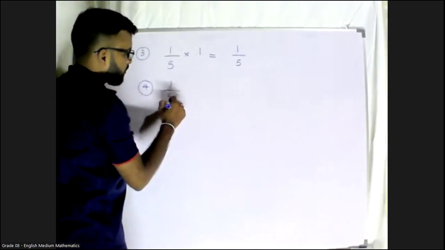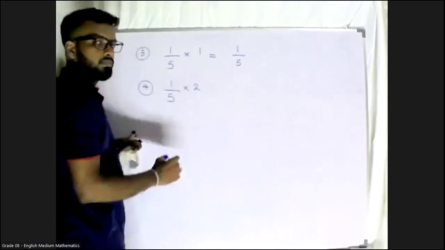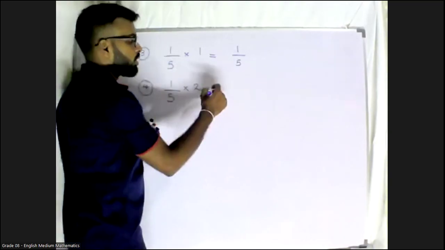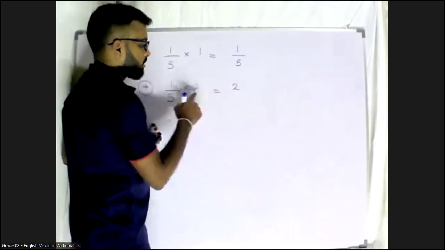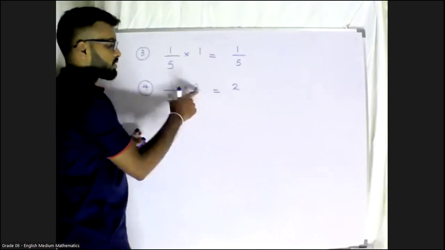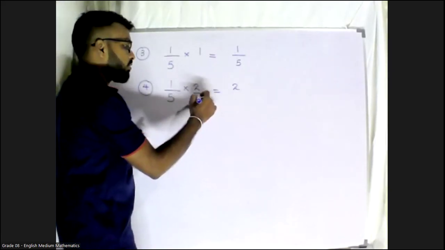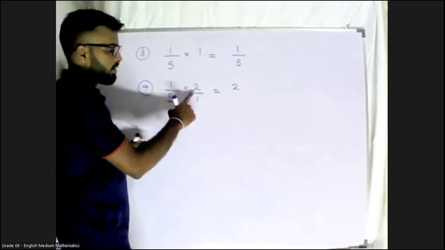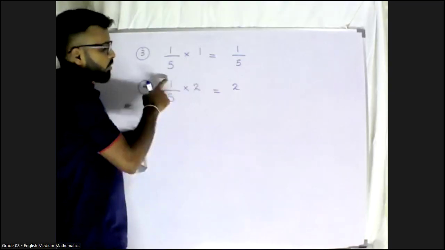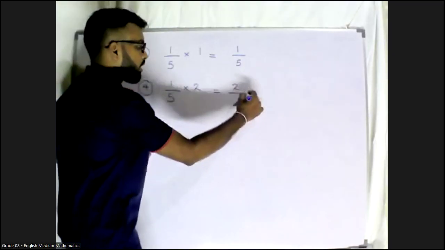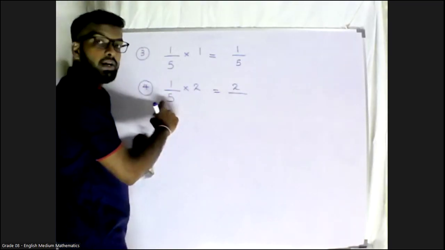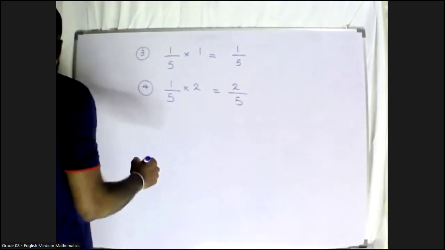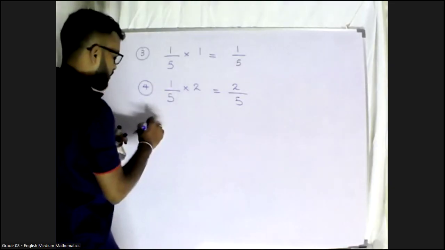1/5 multiplied by 2. 1 times 2, 2. Only the numerator, because under this 2 you have number 1. I think you know this. 1 times 2, 2. Denominator is 5.